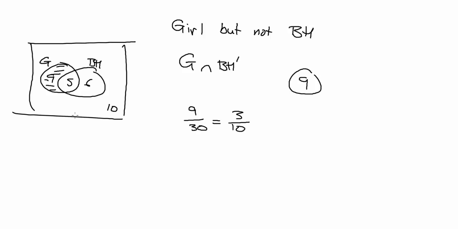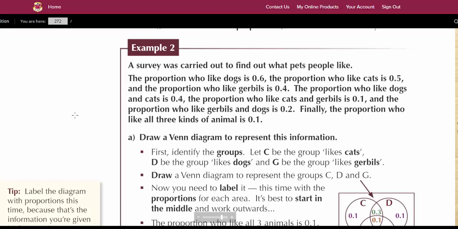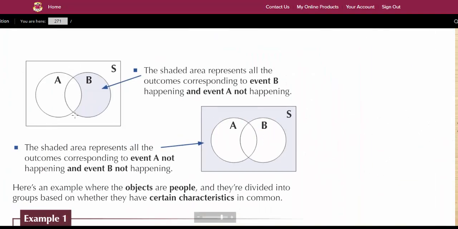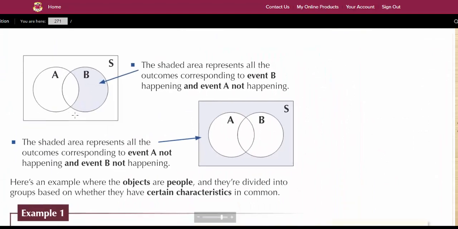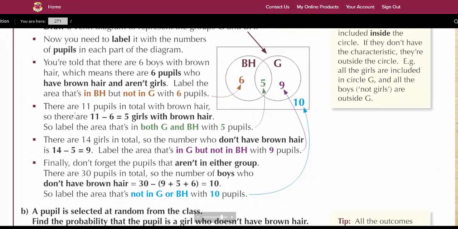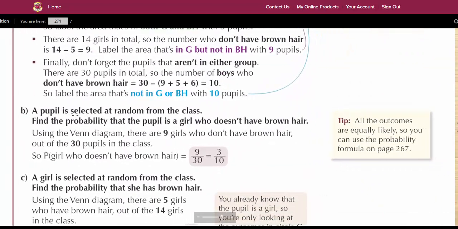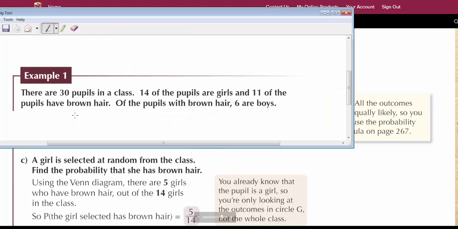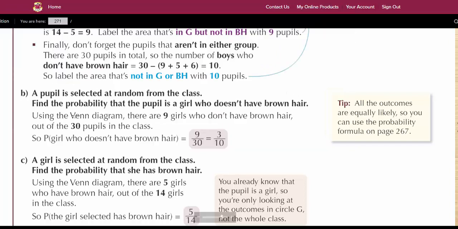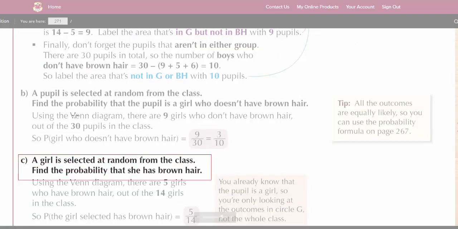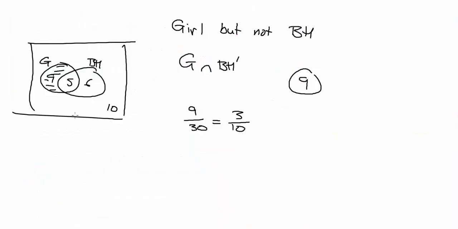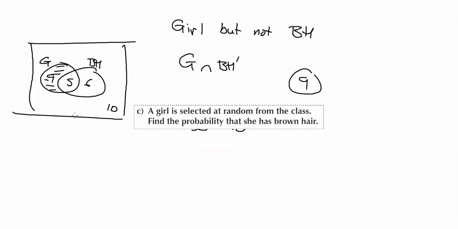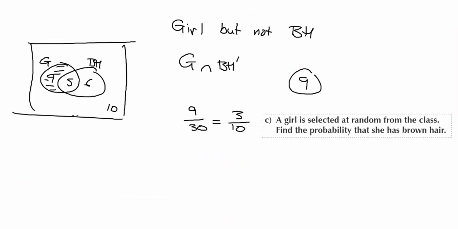I think I didn't actually bother snipping the question out. Yeah, I should have done that. Okay. Let's have a look at that. Okay, let's have a look at part C.